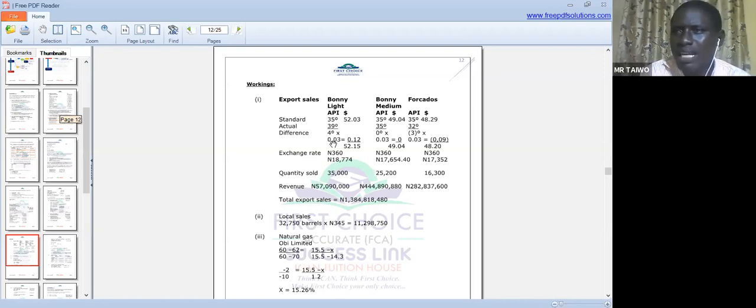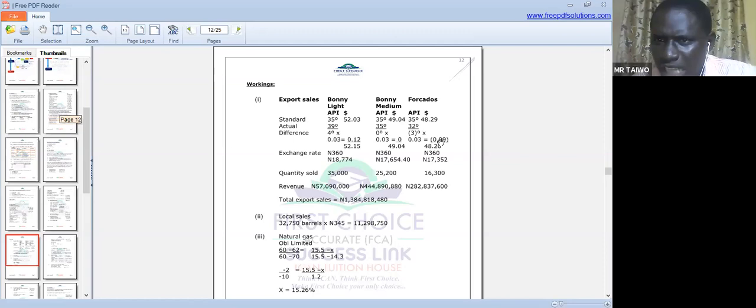And for every degree increase, the value of that change in dollars is 0.03. Therefore, for that 4-degree increase, it should be 4 times 0.03, which is 0.12. That is what you are adding to the price of the burning light. So 52.03 plus 0.12 gives you 52.15. That is your posted price. Now for burning medium, there is no change in the degree, therefore there will be zero increase or decrease in the price. It will still remain 49.04.